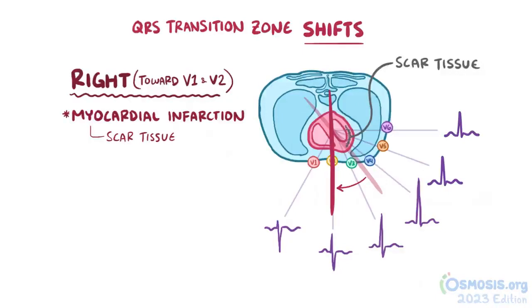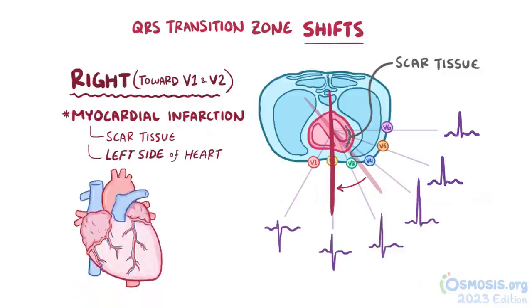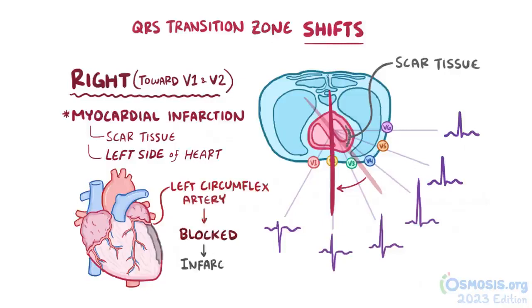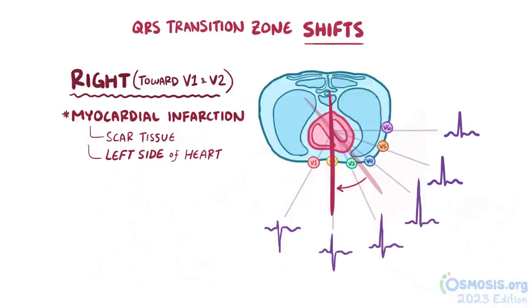So in order for it to shift right, the infarction would have to be on the left side of the heart. For example, a blockage in the left circumflex artery can cause infarction of the posterior wall of the left ventricle, and that would lead to a rightward rotation of the QRS transition zone, toward V1 and V2.